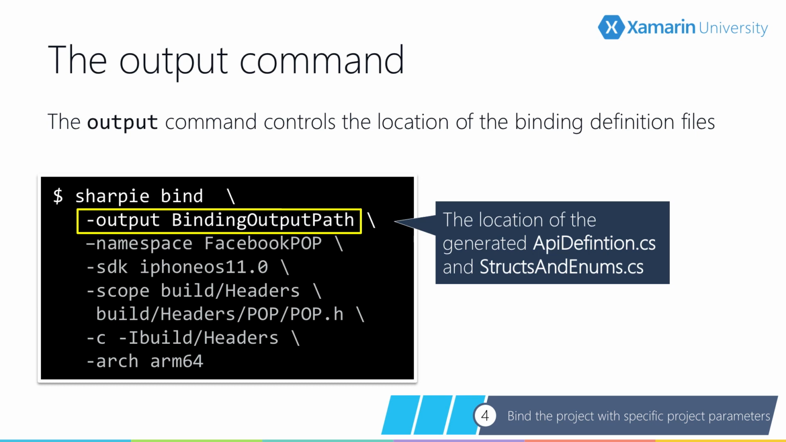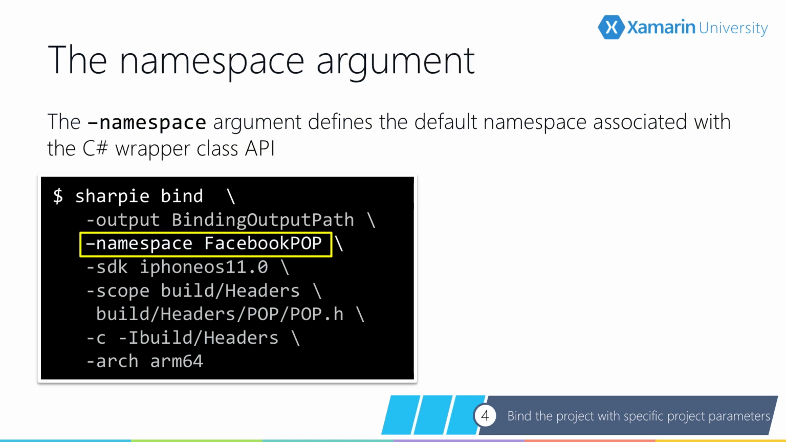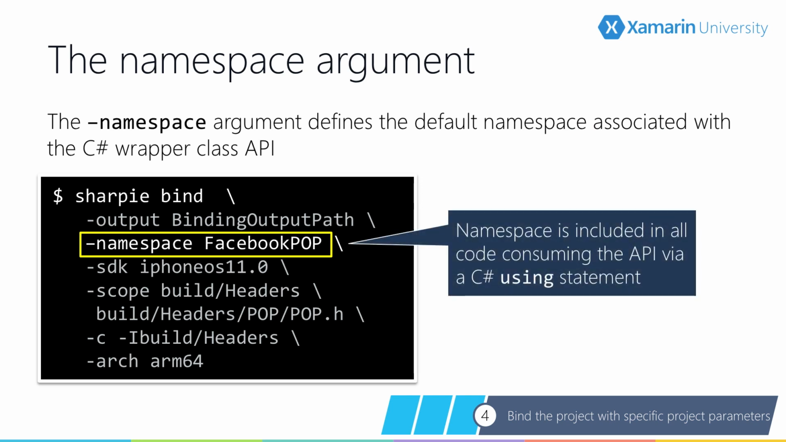We are going to step through each of these parameters, so let's start with the very first one, which is output. Output allows you to specify the folder in which your API definition, structs and enums files will be found. The next parameter is the C# namespace that will be used for your binding. This is the namespace that will be included in all code consuming the API via the C# using statement.